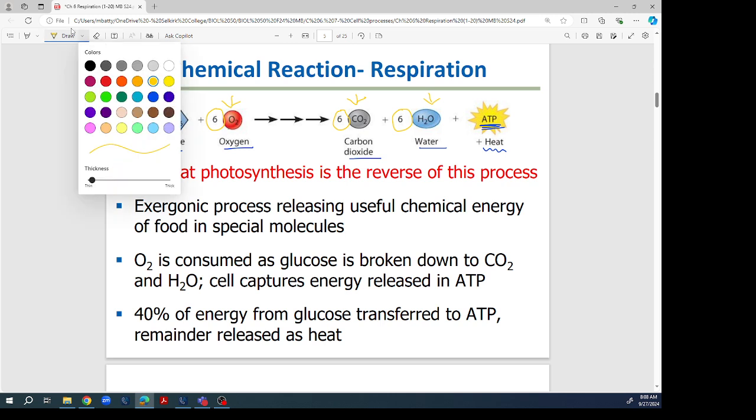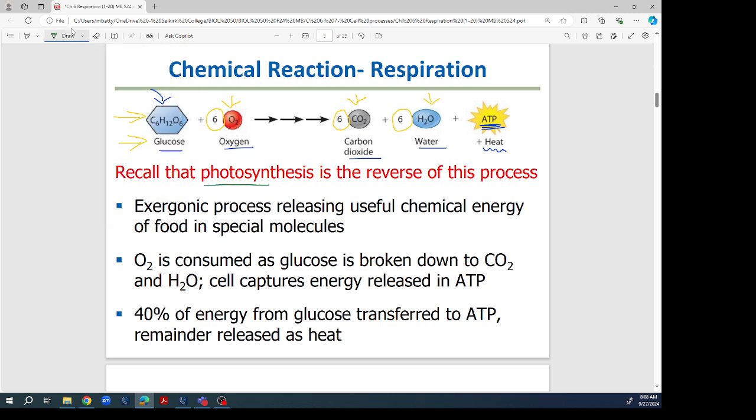If I were to talk about photosynthesis, it's the reverse of this process. So I'd have to read it from right to left. Photosynthesis takes carbon dioxide and water and makes carbohydrates and oxygen. And the energy has to go in. And so when we read it in reverse, the energy comes in from the sun again. So if we focus, like the chapter is, on cellular respiration, it's exergonic. And it basically uses that chemical energy in food in making ATP.